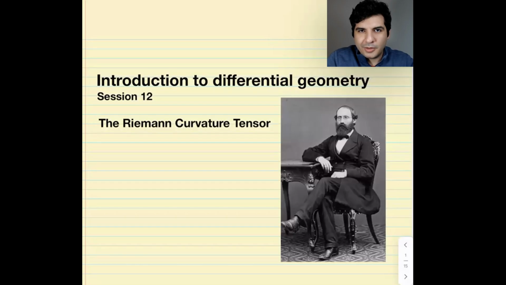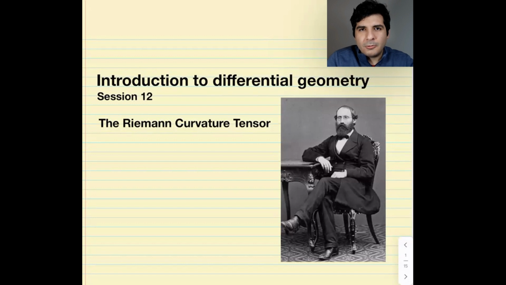Today we will learn about the Riemann curvature tensor. Curvature is one of the most intuitive but also fundamental notions in geometry, especially in Riemannian geometry. There are different notions of curvature. The Riemann curvature tensor is one of them, named after the 19th century mathematician Bernard Riemann.